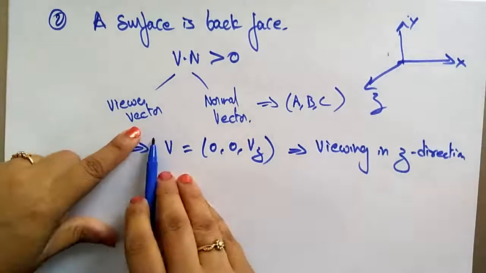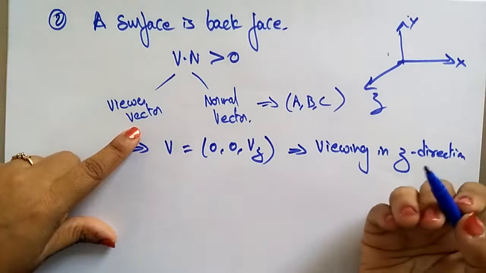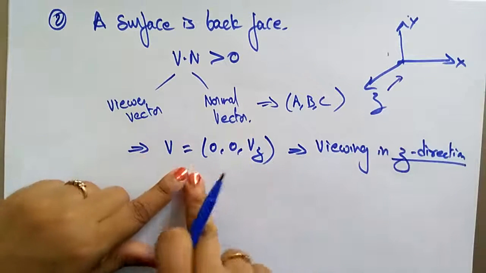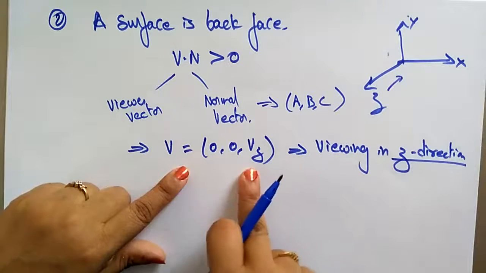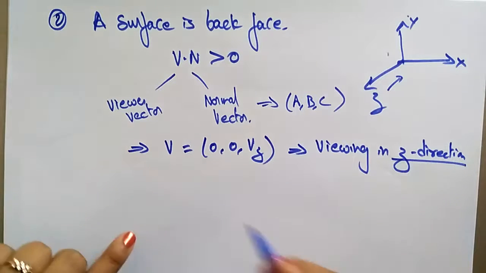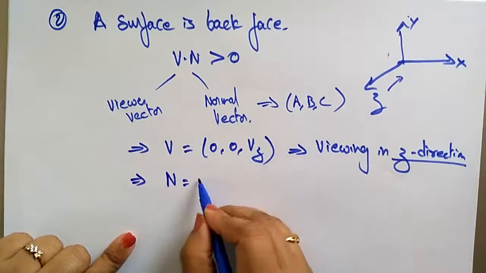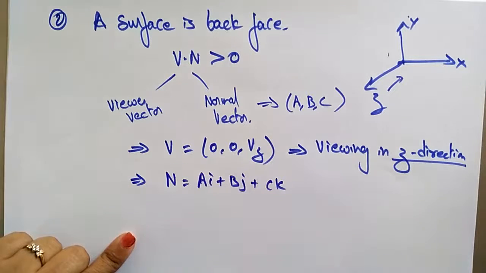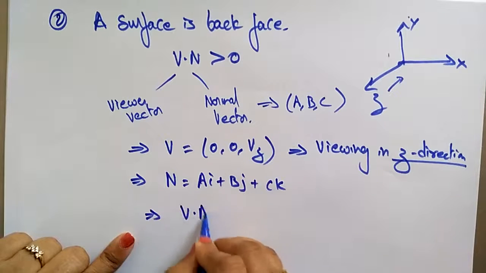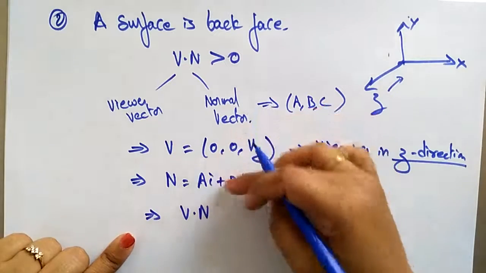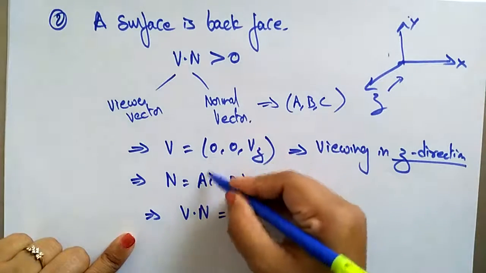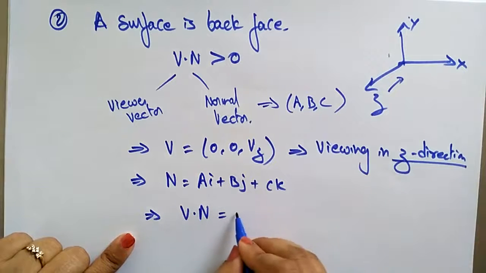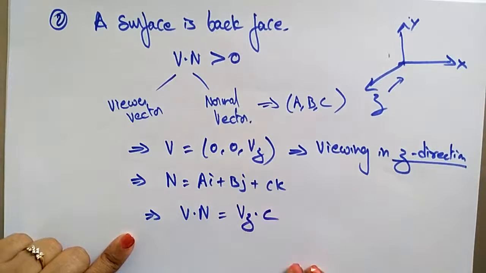Object space method means it is implemented in the physical coordinate system. So let's take a viewing vector, meaning the person is seeing in the Z direction. If he is seeing in the Z direction, X and Y are zeros. Now the normal vector N is equal to AI plus BJ plus CK. Let me calculate V dot N, multiplying these two. You get A into 0, 0 into B, and Vz into C, so you get Vz dot C.